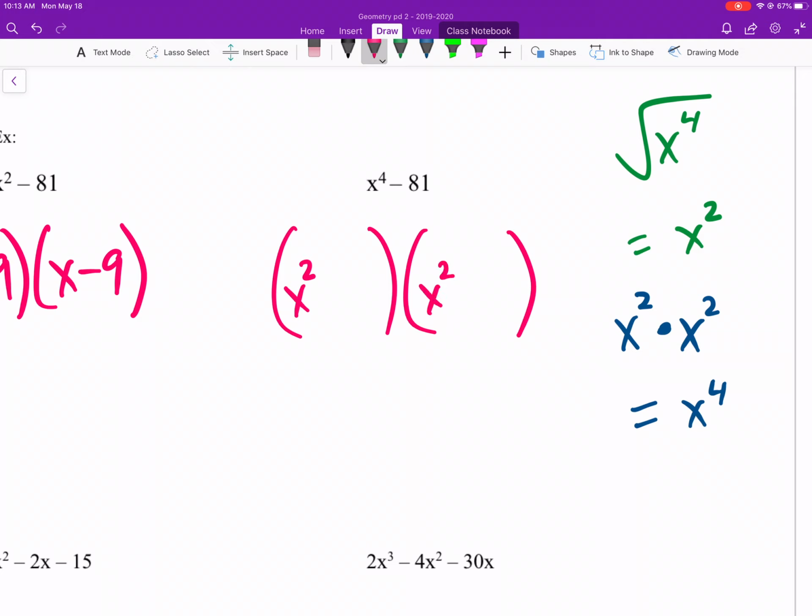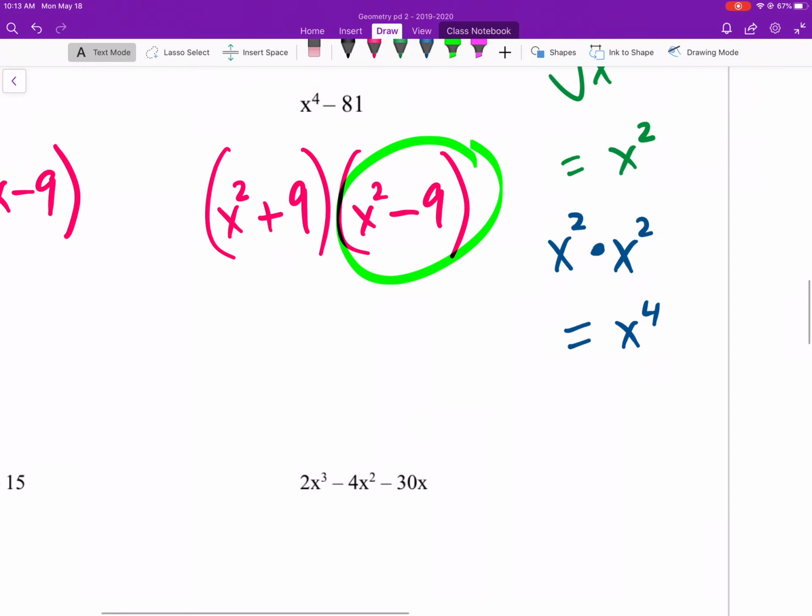And what times itself gives you 81? 9. One positive, one negative. If you stopped here, if you were factoring, you would be wrong, because you can technically factor more. This right here is another example of dots, because it's 2 perfect squares separated by a subtraction symbol. The first set of parentheses has 2 perfect squares with an addition sign in front, so that would be no good in terms of factoring more. So we'll keep that first set of parentheses, x squared plus 9.